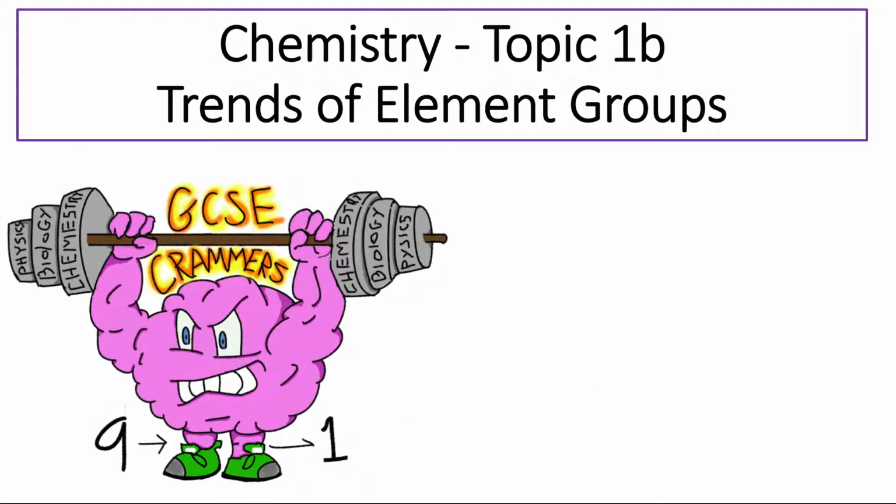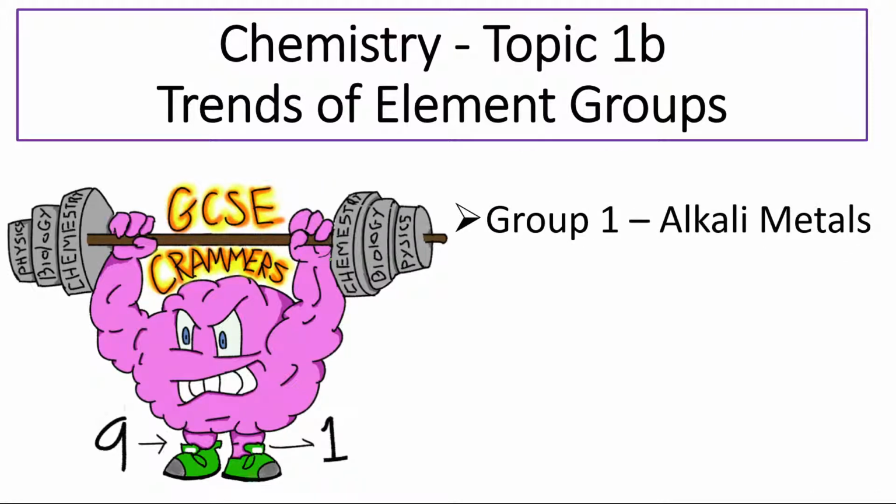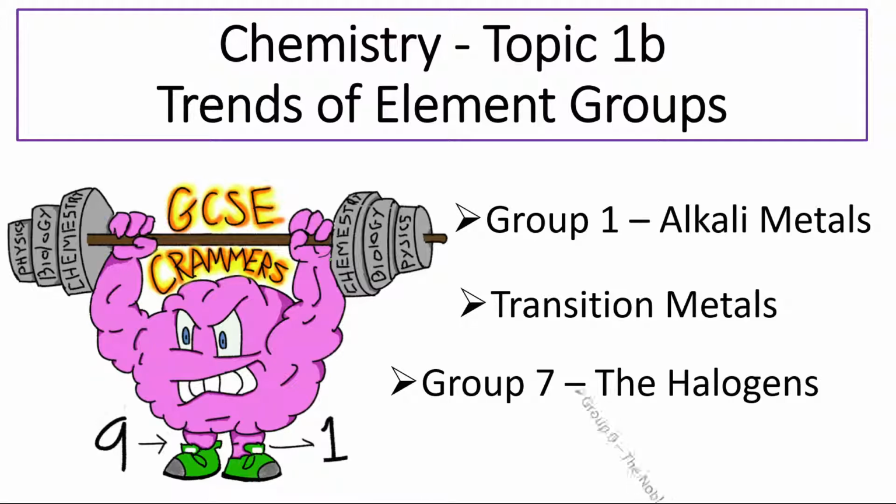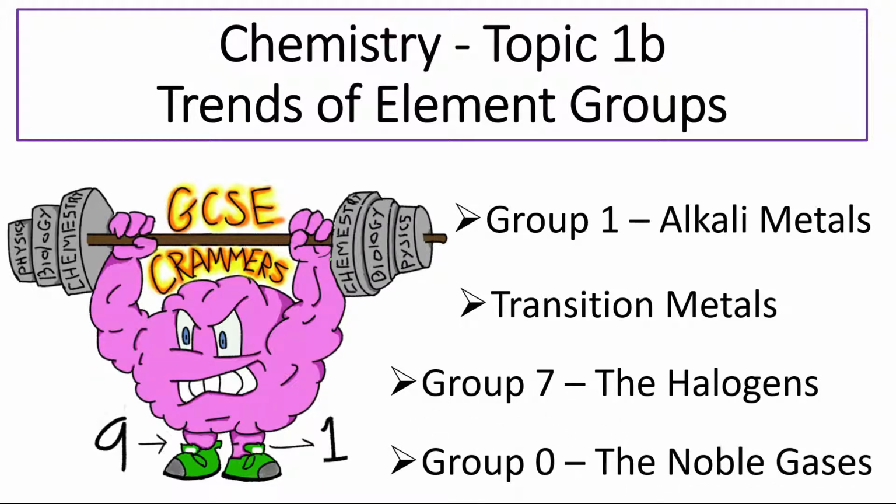Today we're revising Chemistry Topic 1b, the trends of element groups, covering the trends of Group 1, Alkali metals, transition metals, Group 7, the Halogens, and Group 0, the noble gases.